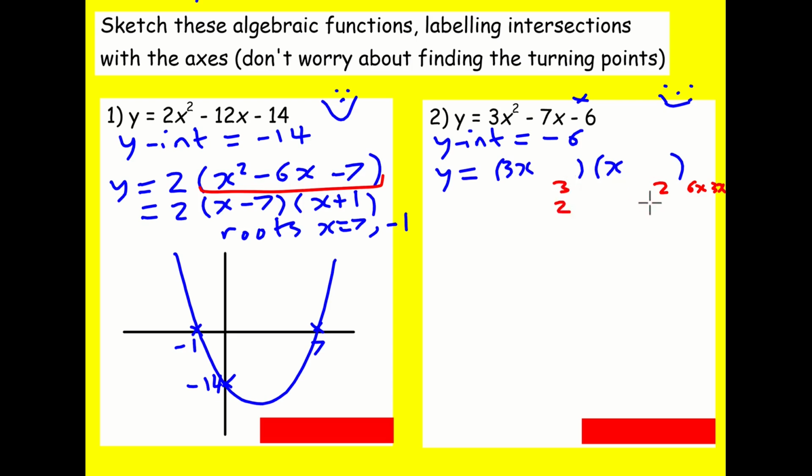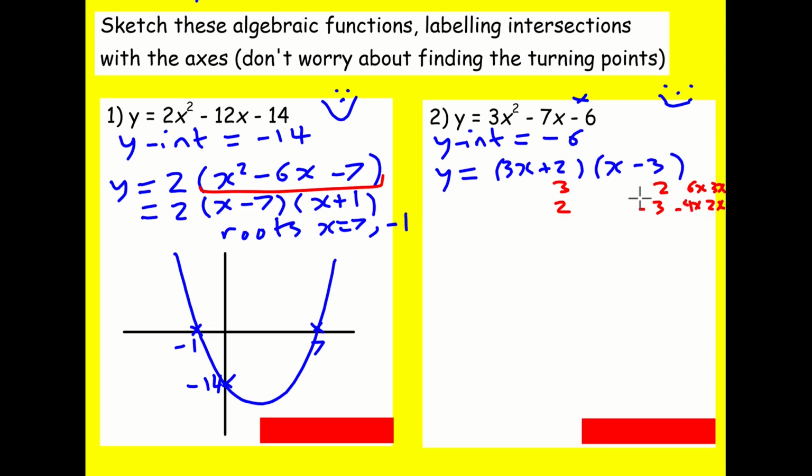So maybe I try 2 and 3. Now I do 3x times 3. Imagine that 3 is in the bracket. I'd get 9x. And I do 2 times x, I'd get 2x. This will work. I can combine these to make -7x if I make it -9x. And to make it -9x, I need to put a minus here. And I'm done. It's going to be 3x plus 2, x minus 3.